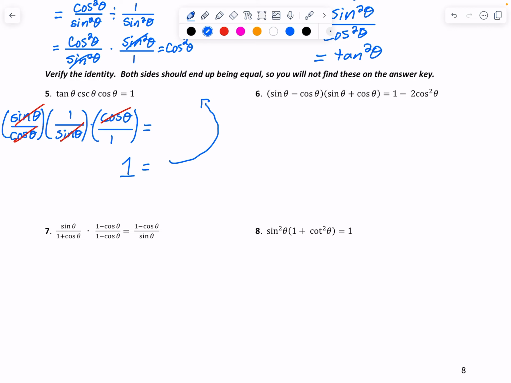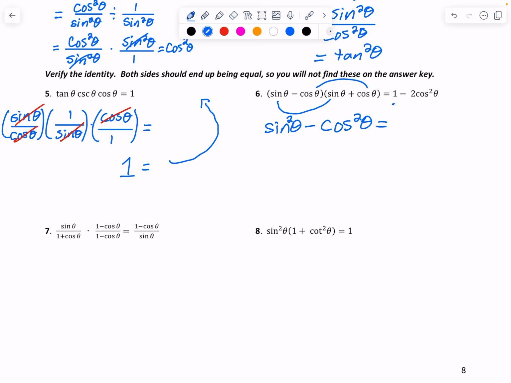Notice they're the same thing, but one's plus, one minus. So that means the middle terms are going to cancel out. So all I need to do is multiply this and that and call it good. Sine times sine is sine squared theta. And then we're going to have minus cosine squared theta.